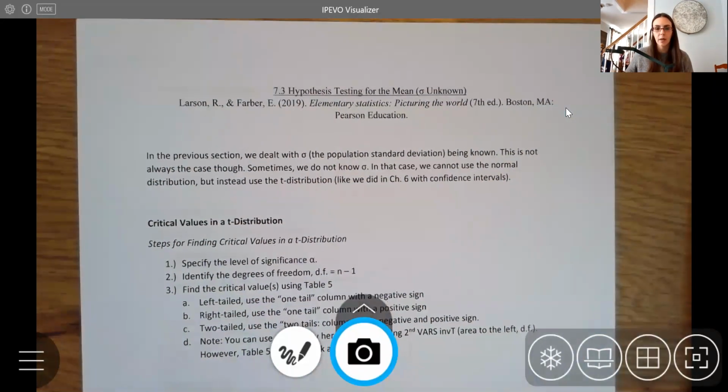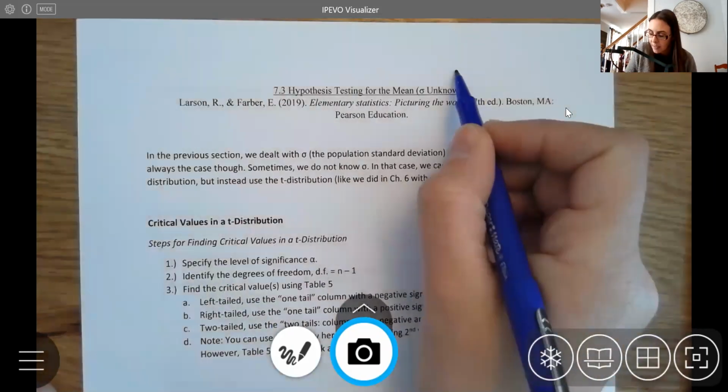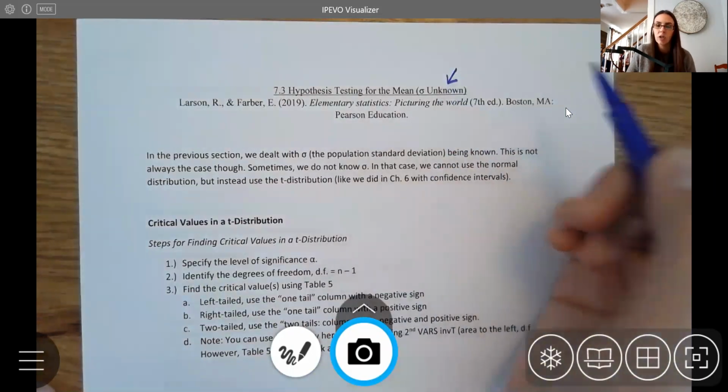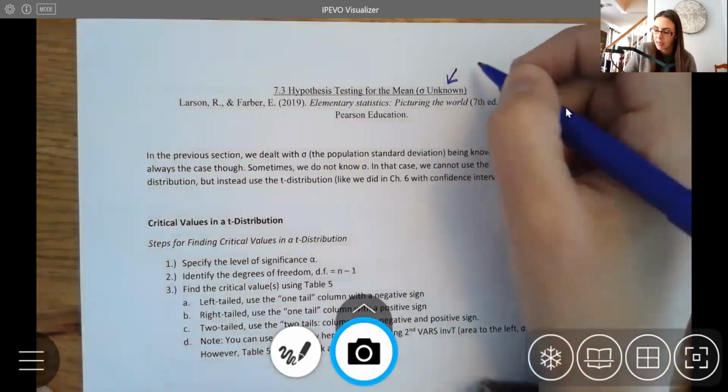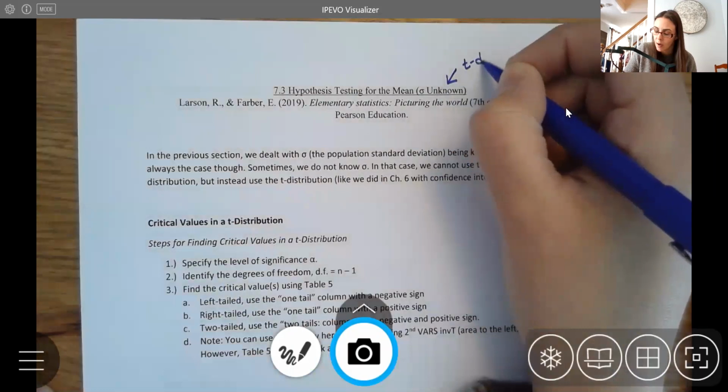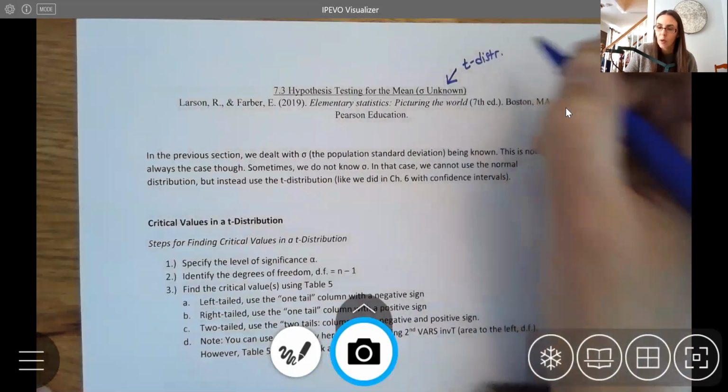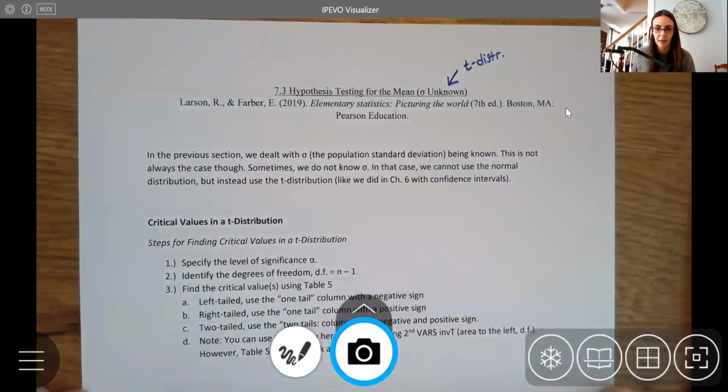In this section, we're going to cover hypothesis testing still for the mean, but when sigma is unknown. And just like with chapter 6, what we're going to see here is that when sigma is unknown, we're not going to use a normal distribution. We're going to use that t distribution instead here.